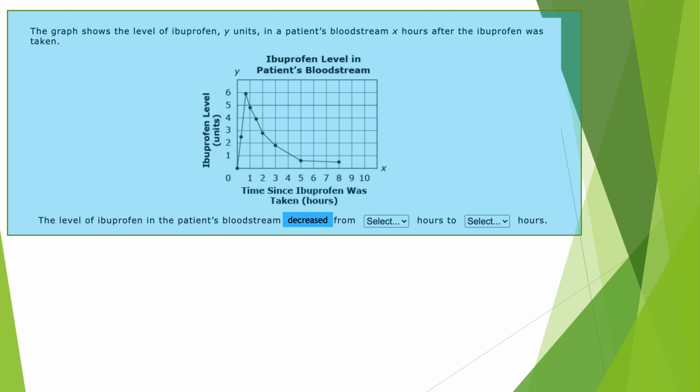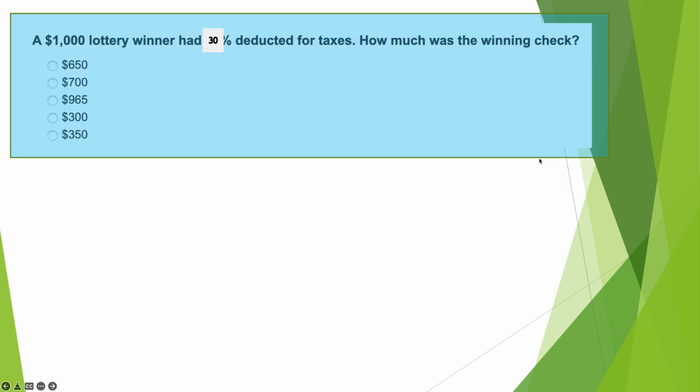Okay, so the ibuprofen level is decreasing when the graph starts going down. When does that happen? Between 3/4 of an hour and 8 hours. Next up.